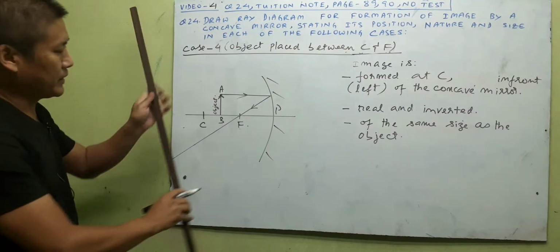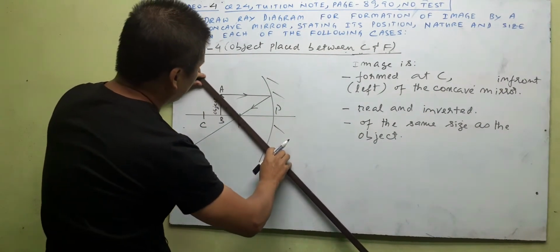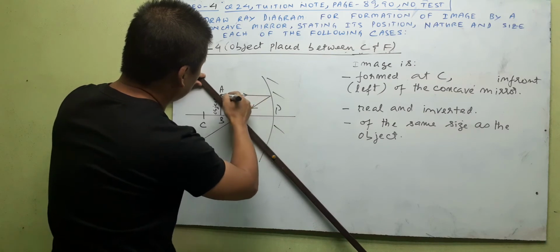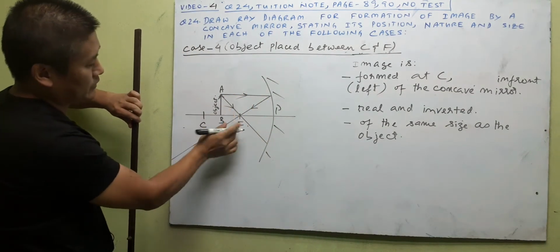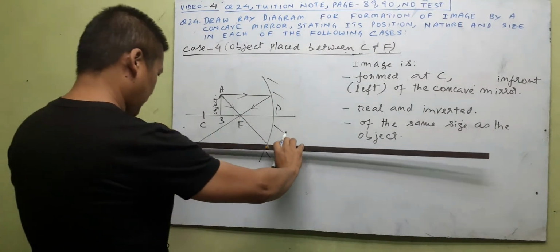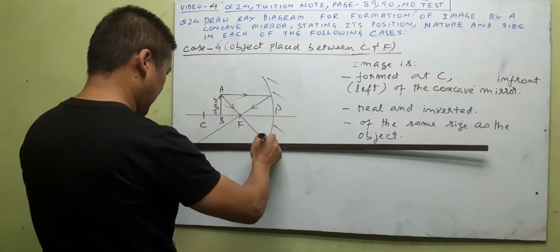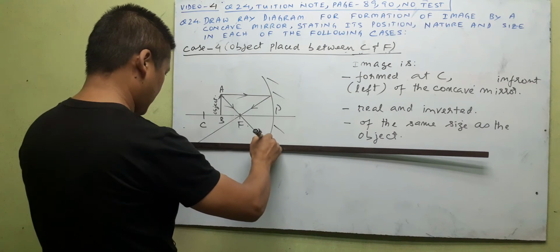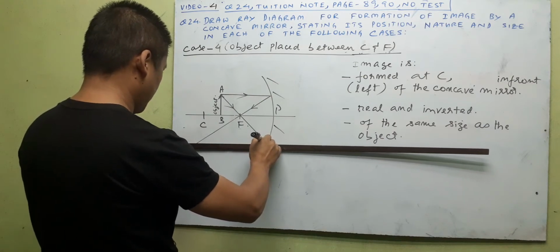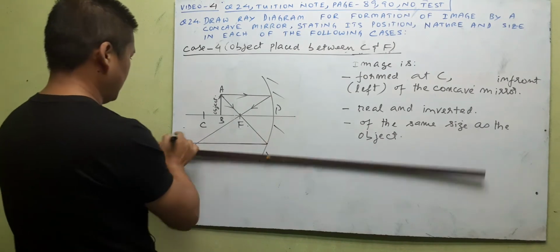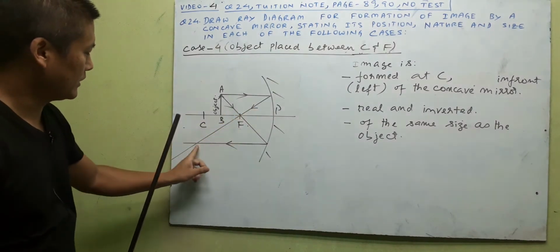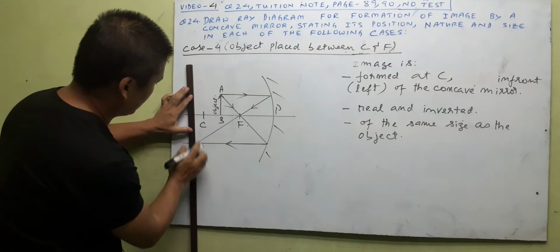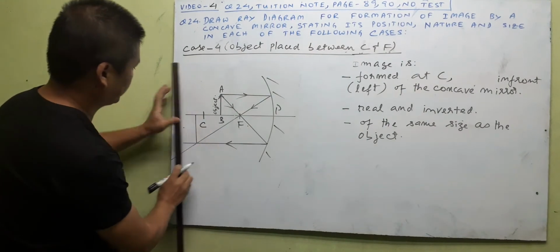Now we need 2 rays, so pass one through the focus. As you pass it through the focus, let it strike the mirror here. The incident ray passing through the focus, we know, becomes parallel to the principal axis. So draw a line parallel to the principal axis, like this. These 2 reflected rays, 1 and 2, meet here. So that's where the image is formed. So draw your image there.